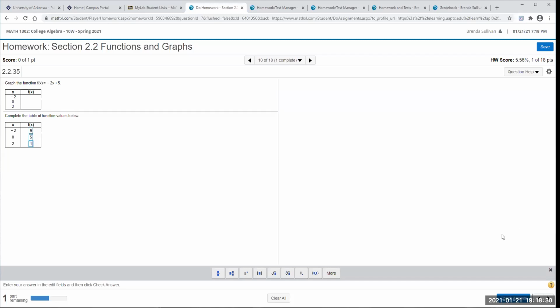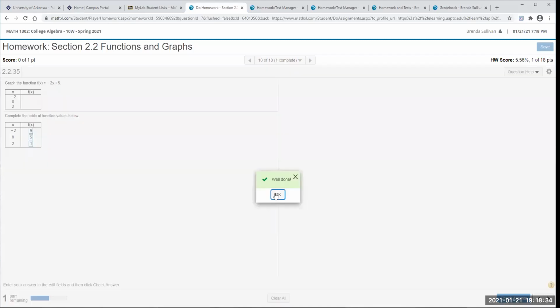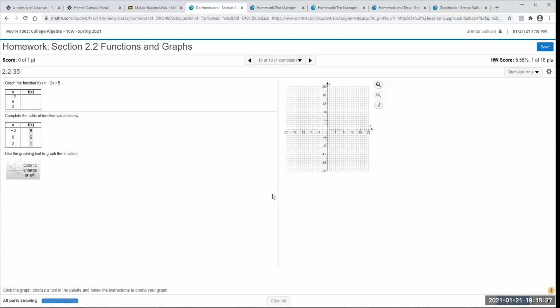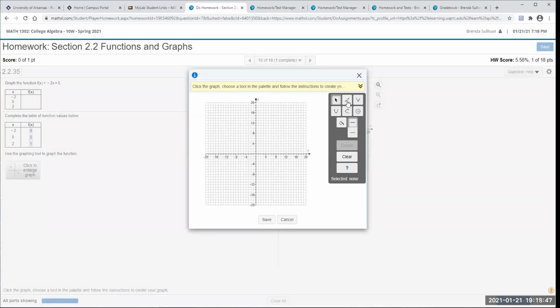Okay, now once I get that in there, I'm going to check my answers, and then it's going to give me a graph to do. So I'm not finished with the problem until I graph it. So I click the graph to enlarge. Remember the tools, you'll have to select the correct tool. I want a line.